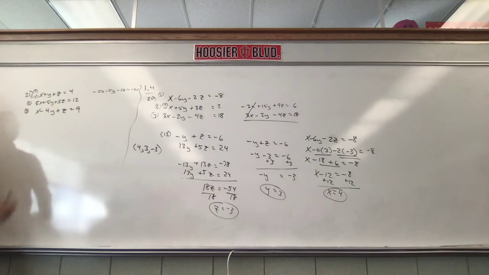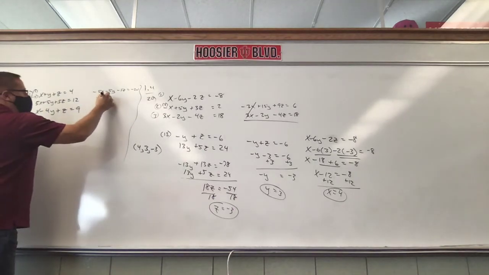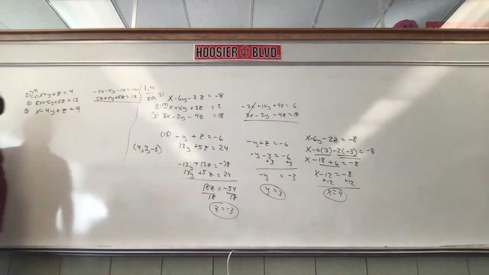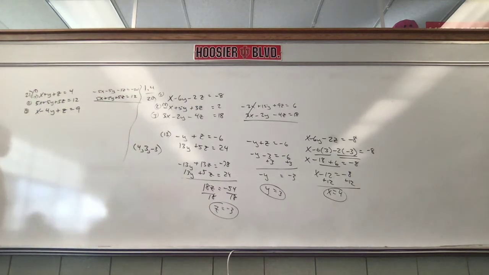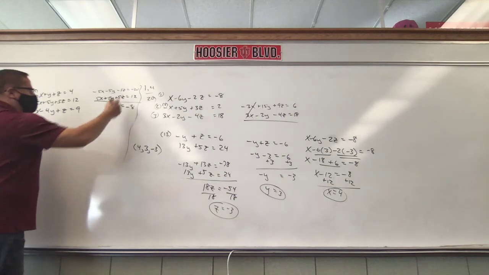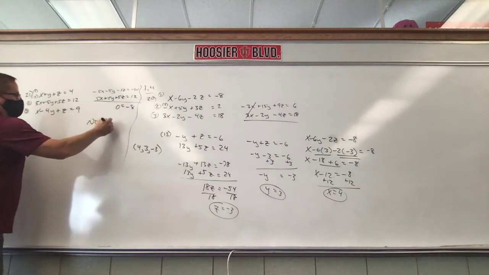Now I'm gonna recopy the second equation. 5x plus 5y plus 5z equals 12. Did the x's cancel? Yep. And the y's and the z's. So 0 equals -8. These are fun ones.